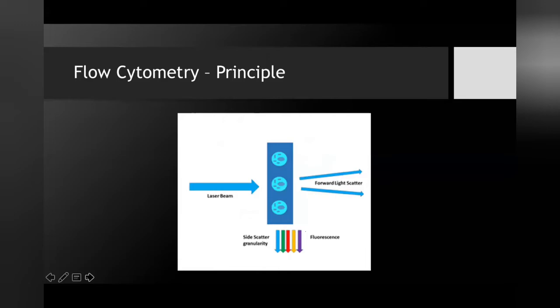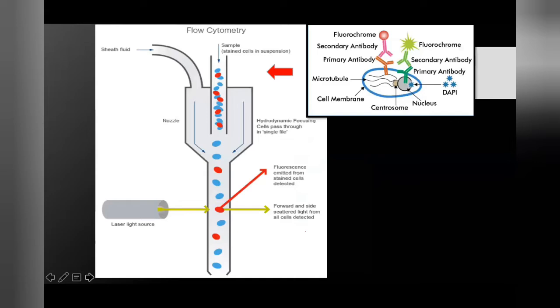Here again, I'm just showing you that when a laser beam strikes the cell, the cell is going to scatter light in all 360 degrees. But what we are interested in are two angle scatters. One is the forward angle scatter, which is just 5 to 10 degrees from the direction of light, and it tells us about the size of the cell. The greater the size of the cell, the greater the forward angle scatter. The other is the 90-degree scatter, which is the side scatter, and it tells us about the granularity of the cell.